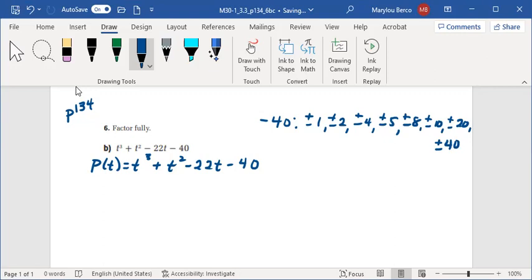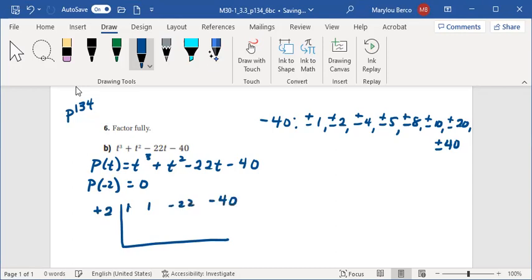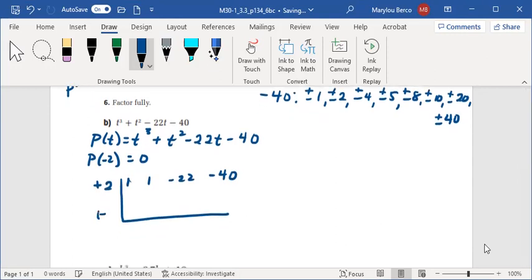And if it's a whole number x-intercept, it'll also be a factor. So to find the first factor, we find p of negative 2 is 0. So we need to use synthetic division to find the other factors. So we have plus 2, 1, 1, negative 22, negative 40. And we're subtracting. Bring down the 1.